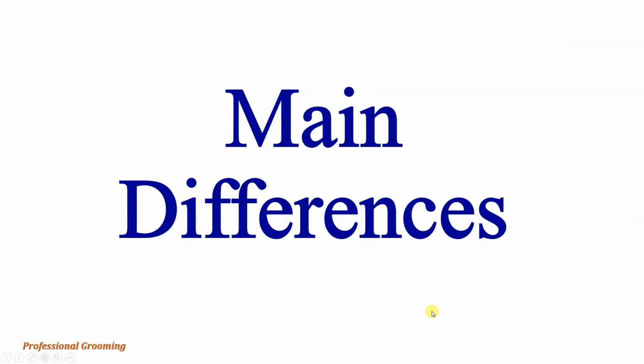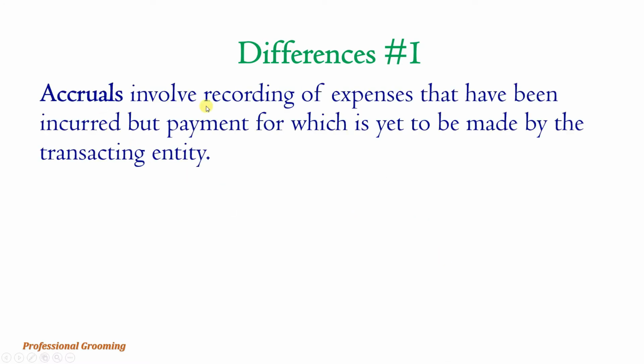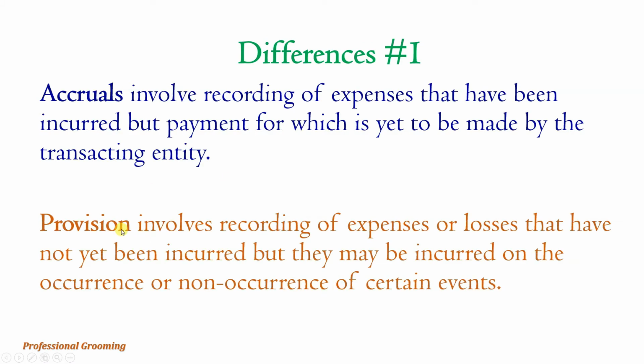Let's head over to the main differences frame by frame. Difference number 1. Accruals involve recording of expenses that have been incurred but payment for which is yet to be made by the transacting entity. Provision involves recording of expenses or losses that have not yet been incurred but they may be incurred on the occurrence or non-occurrence of certain events.